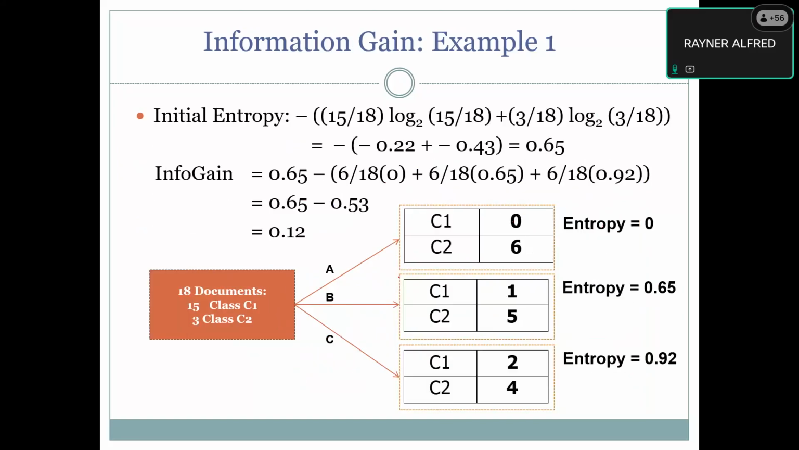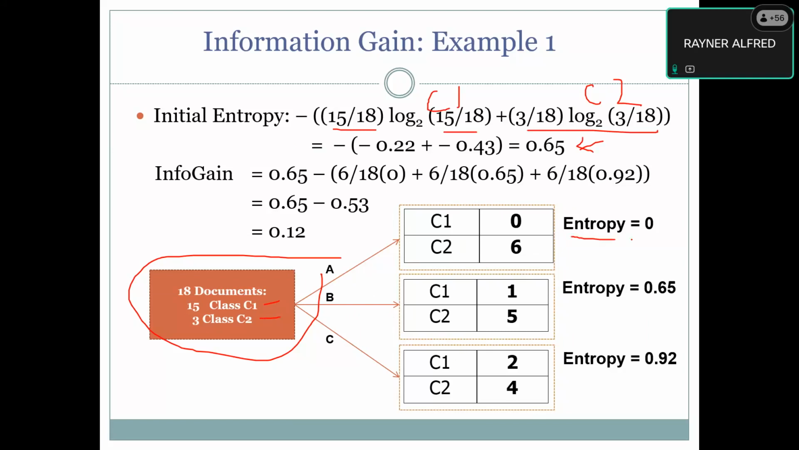So for before splitting, we know that we have 15 and 3, so we just plug in the values. This is for class 1, and this is for class 2. Then we compute and we get 0.65. And once we use the keywords A, B, C, we split them into 3 partitions.